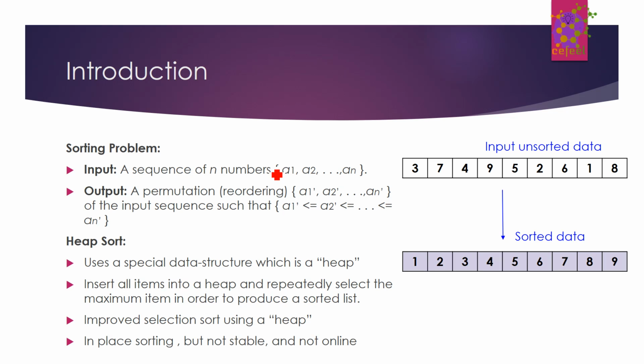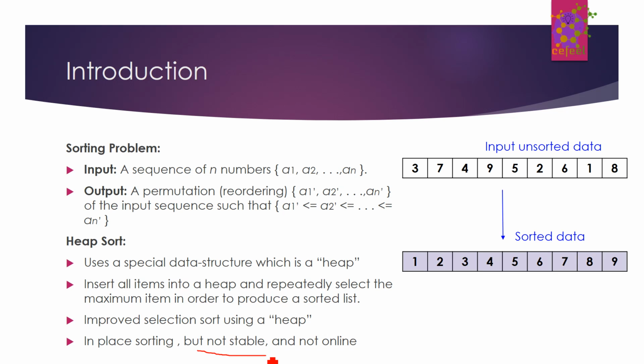So it is an in-place sorting algorithm, which means it can sort the whole data in the given array. It doesn't need any additional space, but it is not stable. And when we say stable, we are saying if there are two elements with the same keys and they are in a certain order in the input data, the same order is not preserved in the output data. And it is also not online, which means it doesn't work on streaming data.